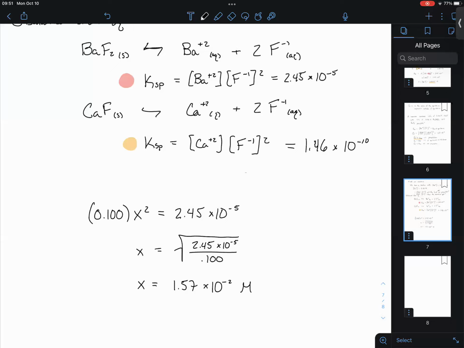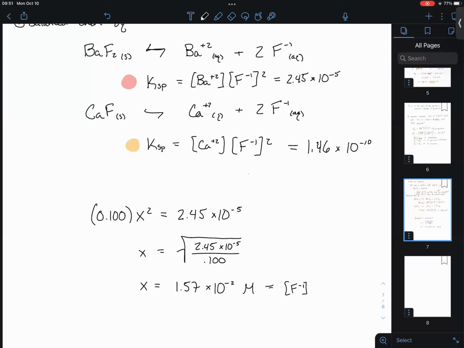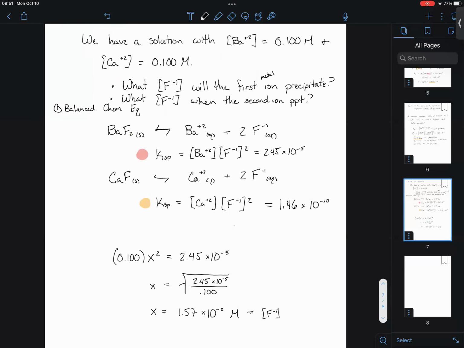So we see that because the Ksp was much larger, we have to get to a much higher concentration of fluoride ions before that barium fluoride will start to precipitate. All right, so just to make some room here, let's look at these two values next to one another.